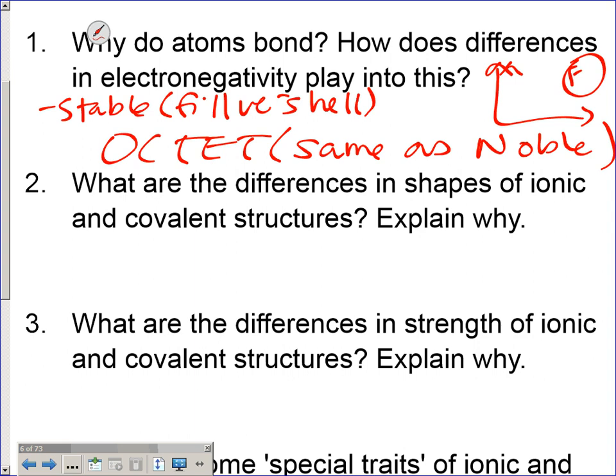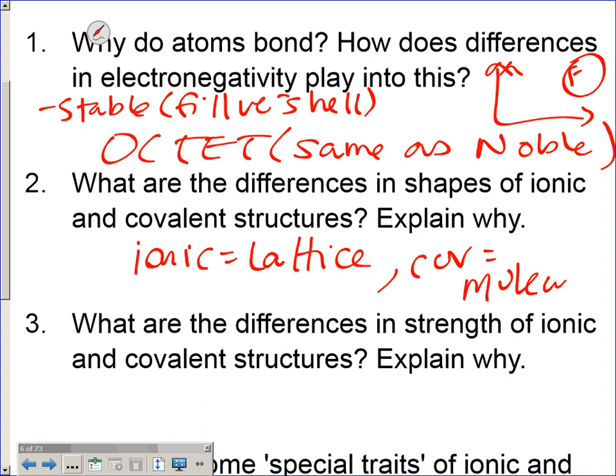What are the differences in shapes? So this group up here, start me off. The ionic forms a lattice structure. Right, so covalent forms molecules. They look different than lattice structures. Lattice structures have layers and layers of ions, ions, ions. Molecules are just like, all right, here's a water molecule, H2O. There we go, just one little molecule like this. Whereas a lattice structure has layers and layers and layers. So the structures do look very different. So give yourself a description there.